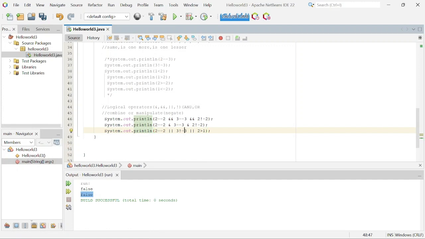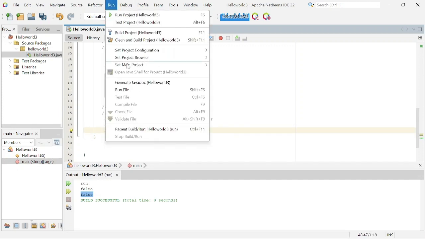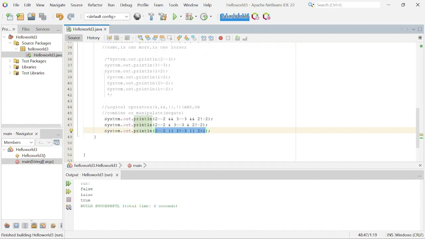So this is false and this is false. Even though both of them are false, you will get a true here. So since this is a true, you will get a true for the whole. So if you try to run it, you will get true. So that's the difference between or and and.